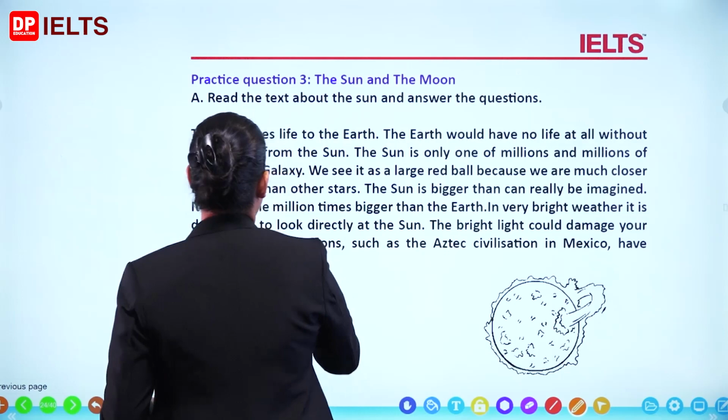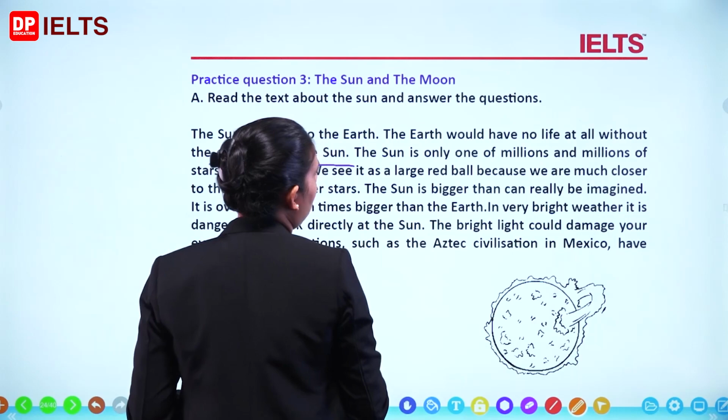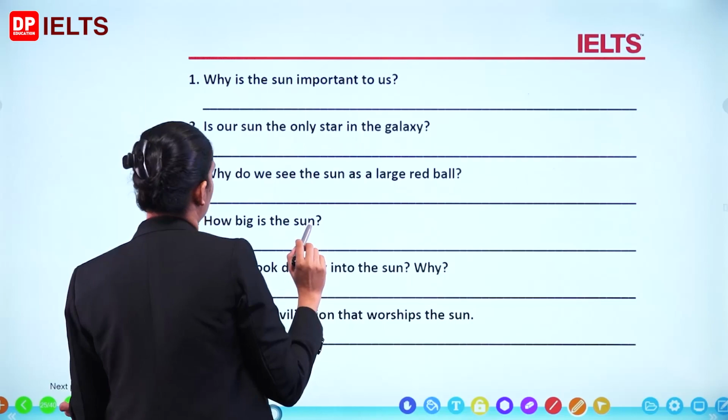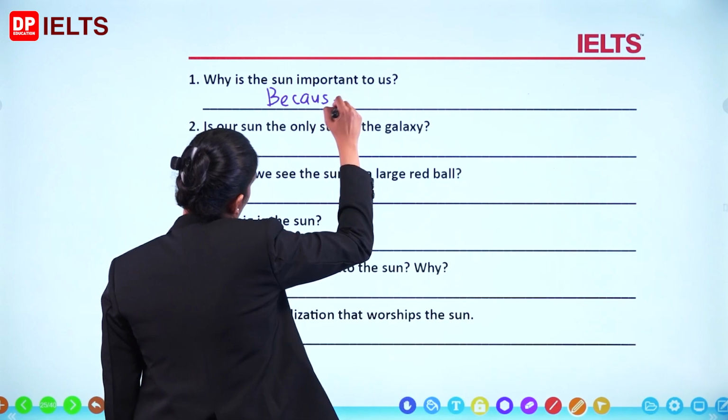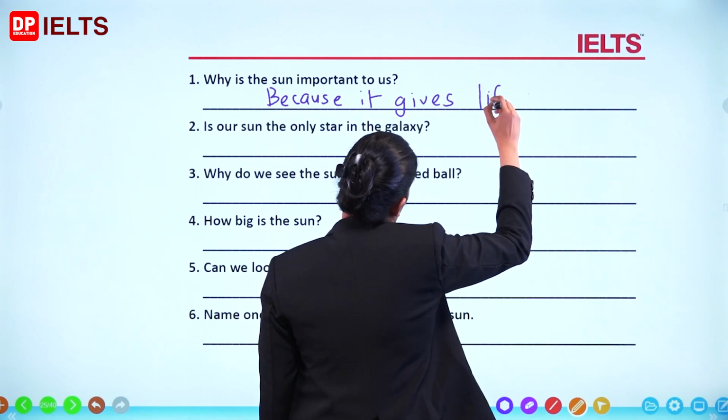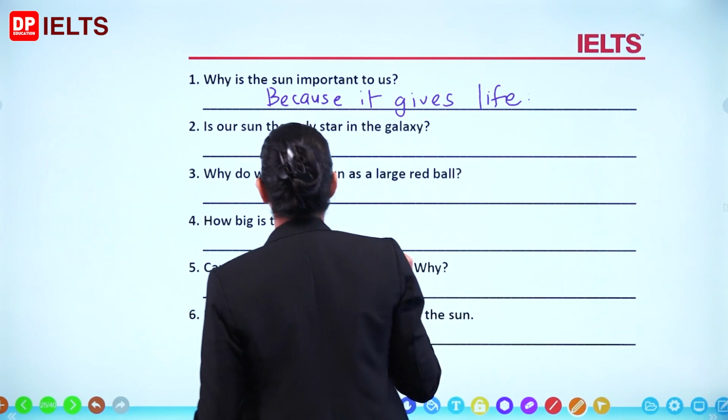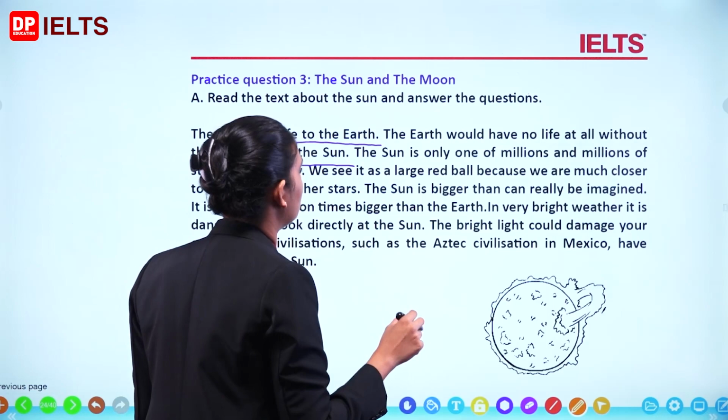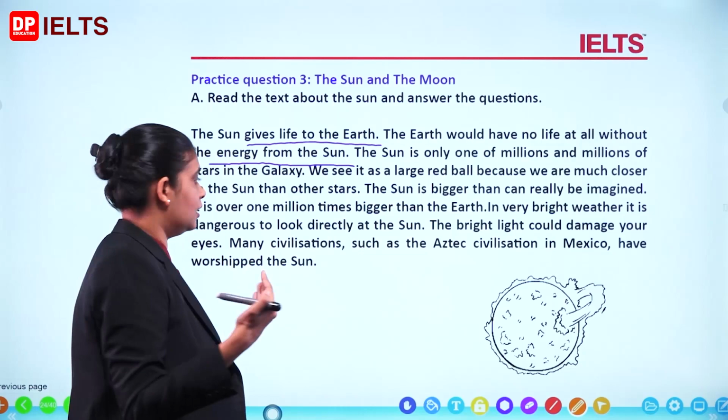Because energy is given. Earth would have no life at all without the sun because the sun gives life to Earth. Okay? Why is it so important? Because it gives life. The sun is only one of millions and millions of stars in the galaxy. So it is not the only one, there are millions of stars.